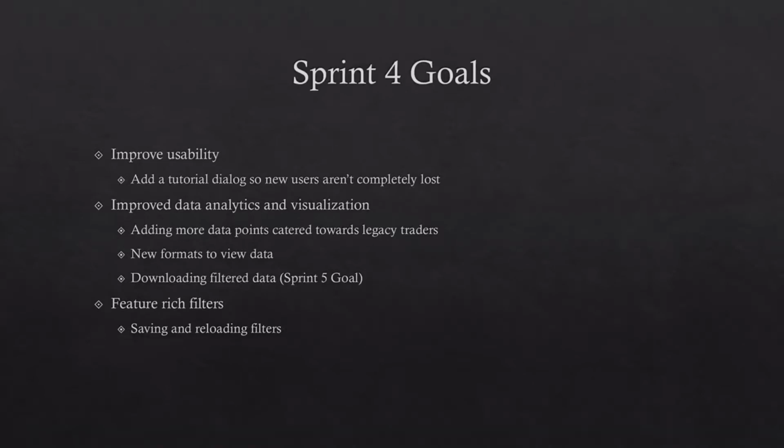Here are the goals we set out to accomplish during the sprint. We wanted to improve the usability of our application by adding a tutorial that is shown to new users. We also plan to improve our data features by adding more data points catered towards traders who want to use traditional indicators, and by adding a new format to view data as well. We also added an option to download filtered data, which was actually a Sprint 5 goal we completed early. Finally, we wanted to flesh out our filtering functionality by adding a way to save filters that users create.